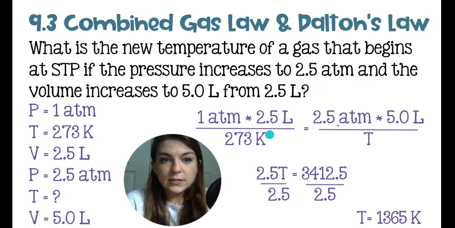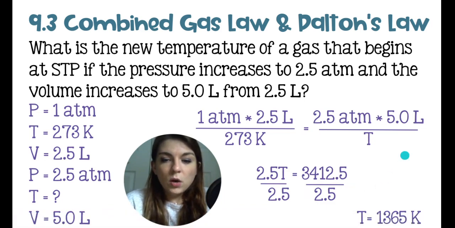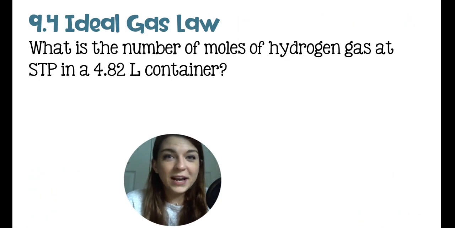Makes perfect sense. My pressure is increasing from 1 to 2.5, and my volume is increasing from 2.5 to 5. So the question is just what happens to the temperature. Cross multiply and solve for T. Over here, you would divide both sides by that 2.5 to get T by itself, leaving us with T equals 1,365 Kelvin.